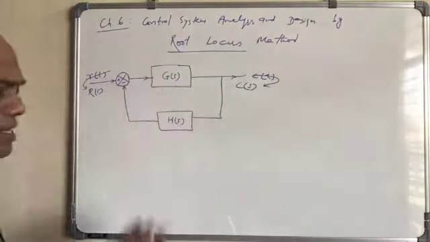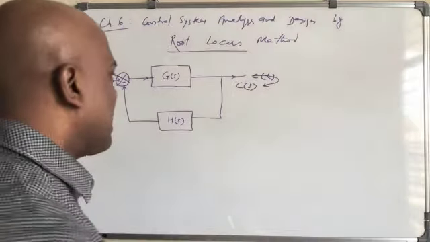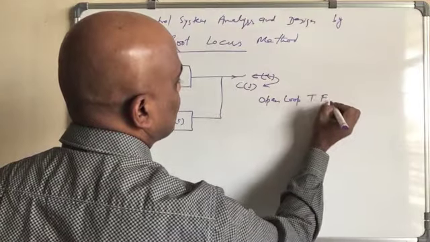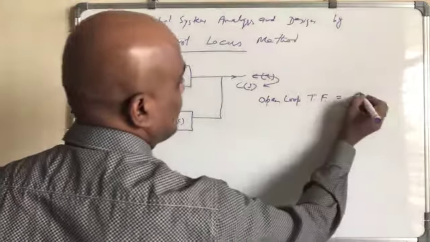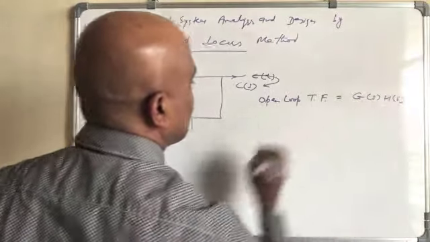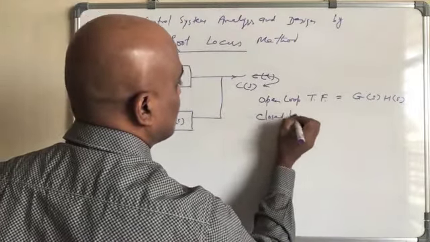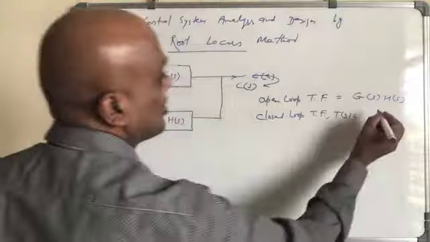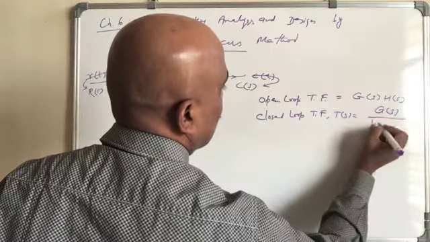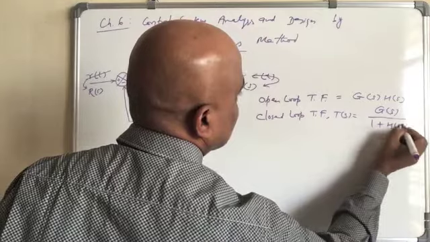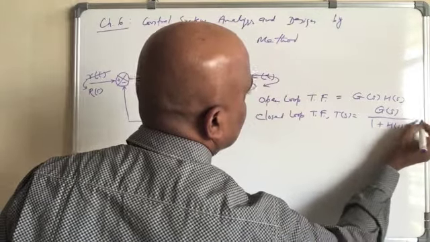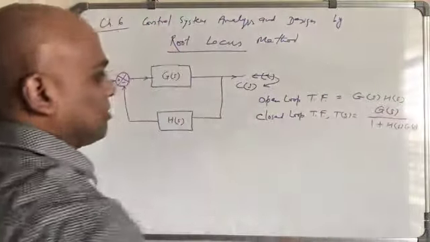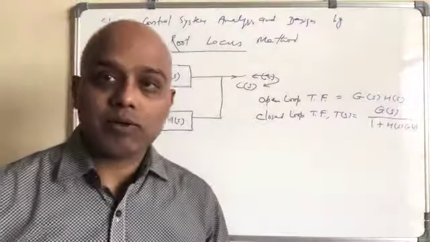So this we have been studying, and the open loop transfer function is equal to G(s) times H(s), and the closed loop transfer function we have been writing as T(s) is equal to G(s) divided by 1 plus H(s) times G(s). So this we have been writing this way. We know how it comes and all. For us it's given now.